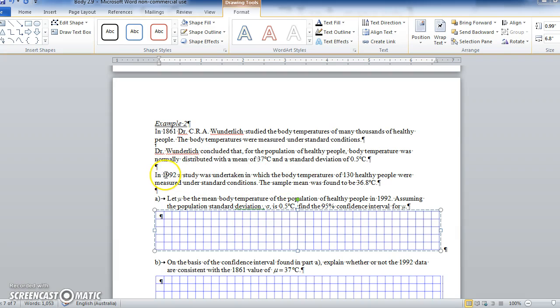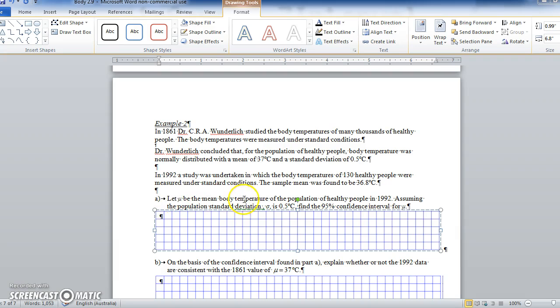That was actually the year I was born. Wow. Okay. I wonder if I was part of the study. A study was undertaken in which body temperatures of 130 healthy people, I suppose I was a healthy baby, were measured under standard conditions. The sample was found to be 36.8, so a bit on the chilly side.